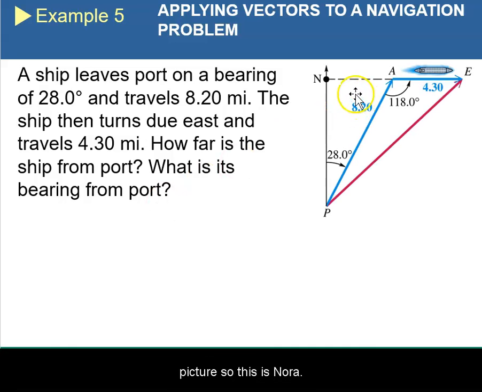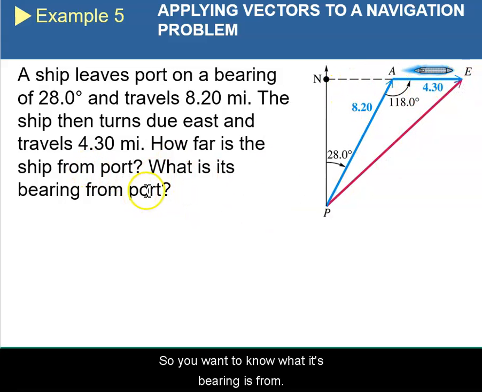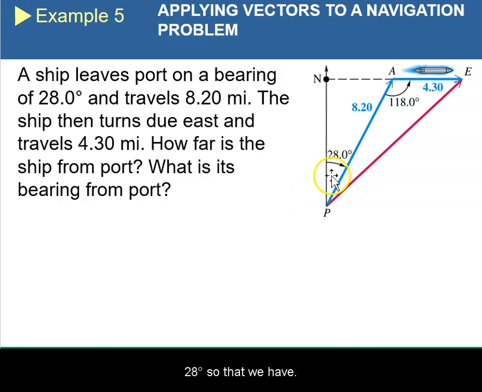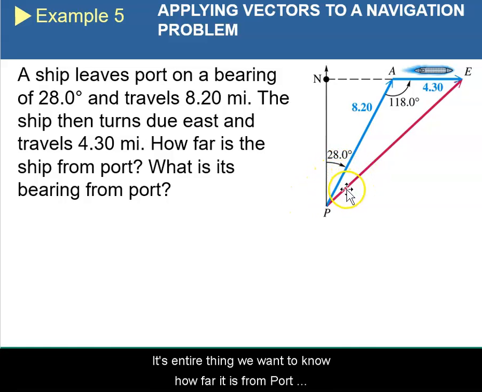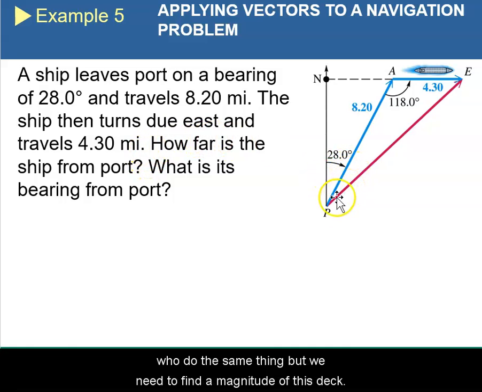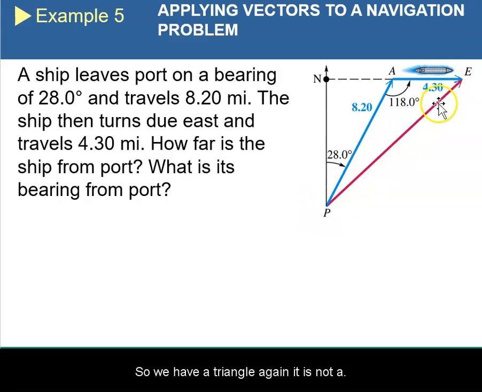So remember, we always want to draw a picture. So if this is north, we turn 28 degrees and we go for 8.2 miles, and then we go due east for 4.3 miles. We want to know what its bearing is from port. So we need to find this angle, and then we can add that to 28 degrees so that we have its entire bearing. If we want to know how far it is from port, we would do the same thing, but we need to find the magnitude of this vector.